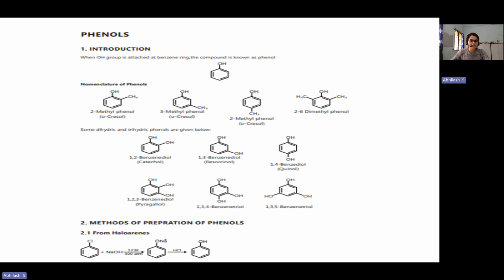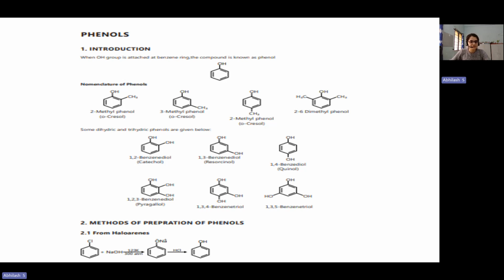Let's discuss the methods of preparation of phenols. Phenols can be prepared from haloarenes. Let's take chlorobenzene. When chlorobenzene reacts with NaOH at 623 Kelvin and 300 atmospheric pressure, it leads to the formation of sodium phenoxide as an intermediate. When this reacts with HCl, it gives phenol. This is the first preparation of phenol.